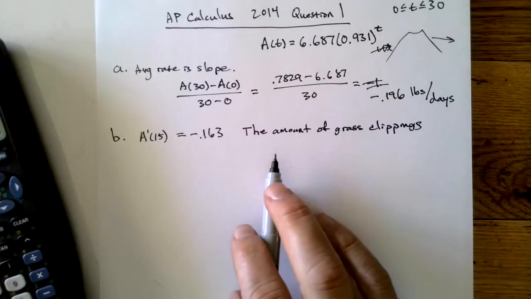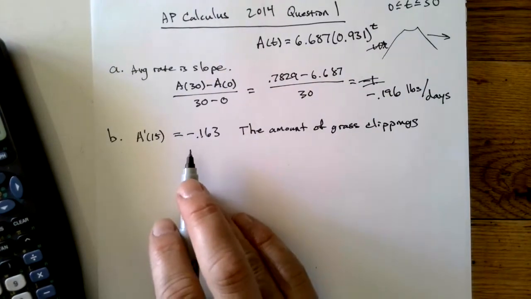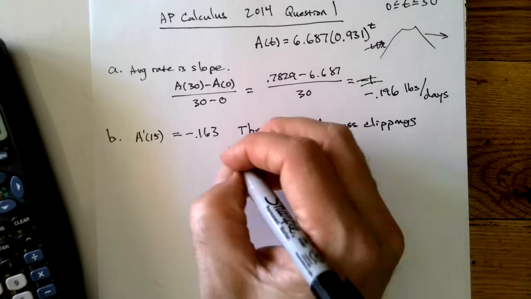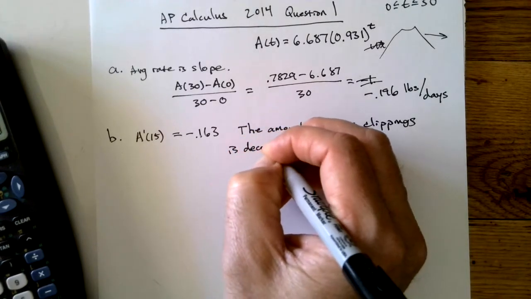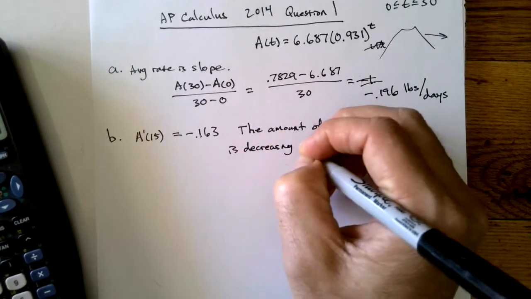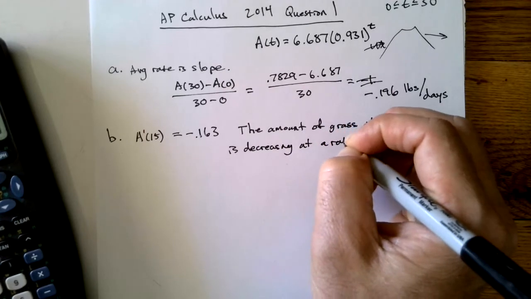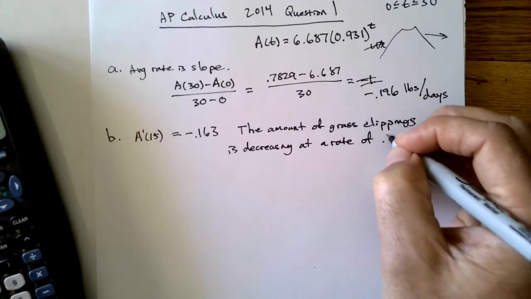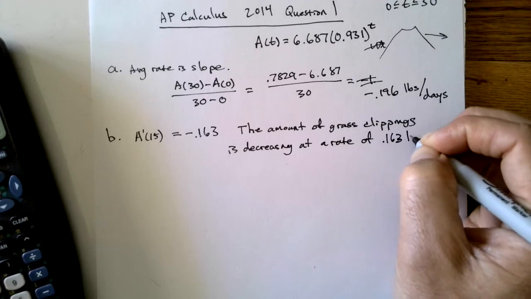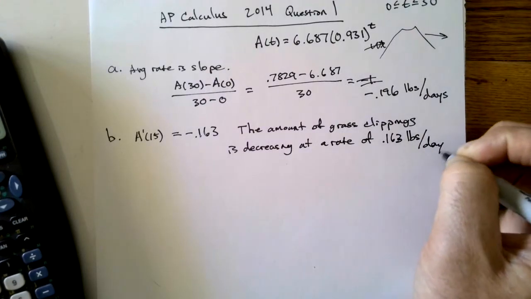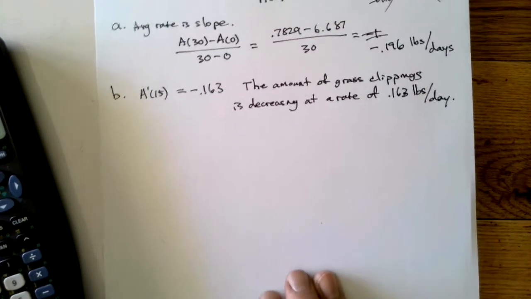It's a rate, so we like to know, is it increasing or decreasing? It looks like since the data is decreasing, the amount of grass clippings is decreasing at a rate of 0.163 pounds per day. Okay, good example right there.